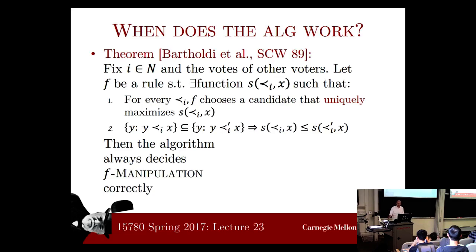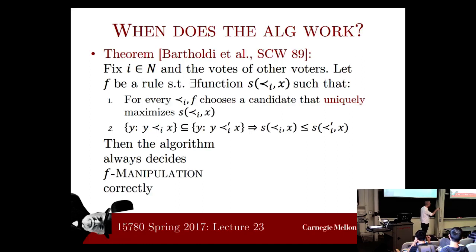Now, we assume that the voting rule has the following property: there's some function S, which we think of as a score function, that takes as input the vote of voter i, remember we fixed everybody else's votes, and the name of an alternative. So first, the voting rule F chooses the alternative that has the highest score. It's sort of a score-based rule, and all property 1 is saying is it chooses the alternative with the highest score.